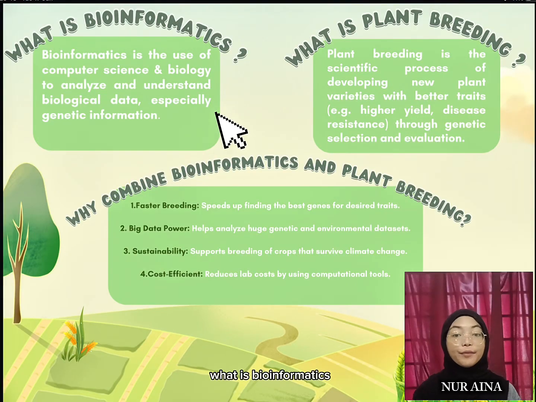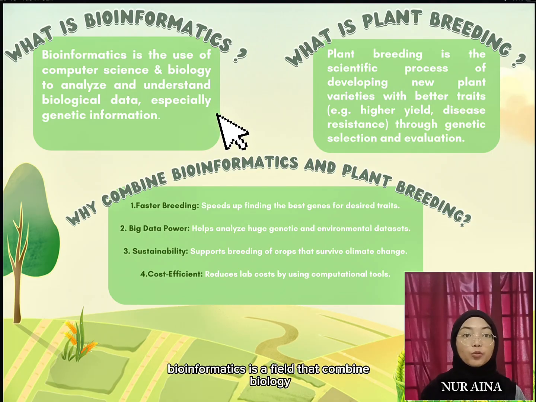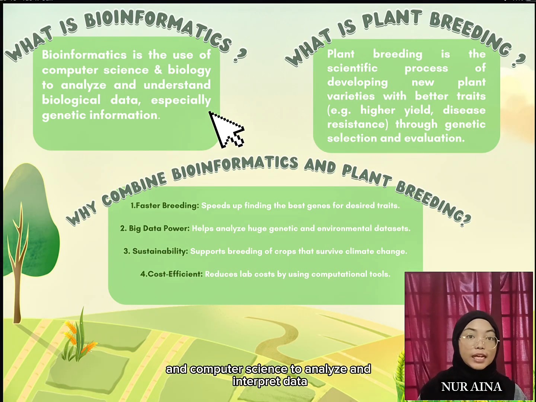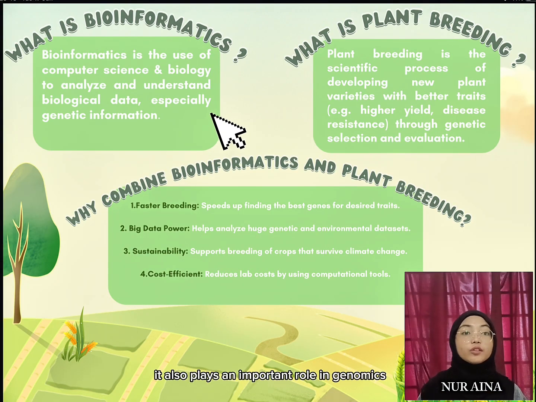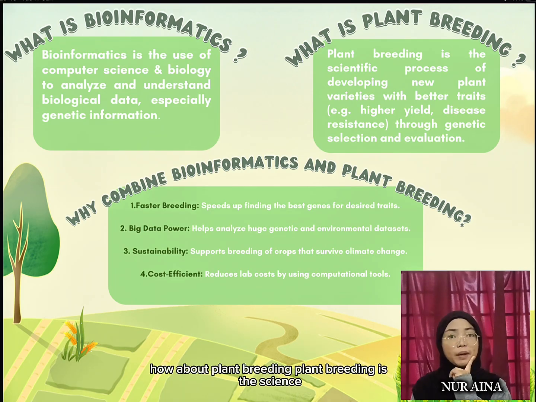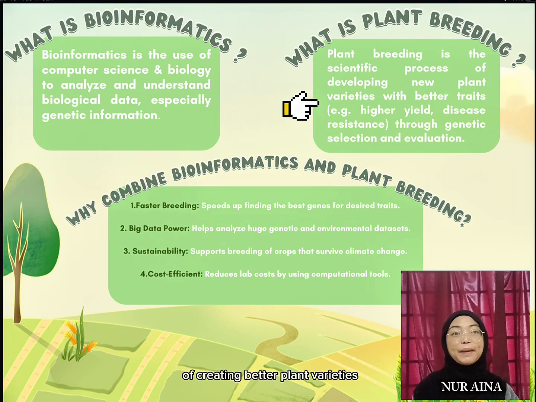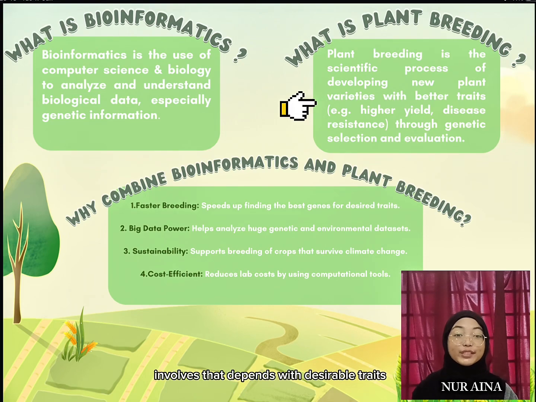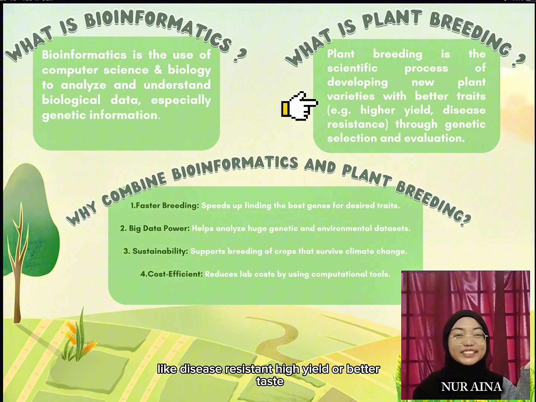What is bioinformatics? Bioinformatics is a field that combines biology and computer science to analyze and interpret data. It also plays an important role in genomics, understanding genes, DNA, and its role. How about plant breeding? Plant breeding is the science of creating better plant varieties. It involves selecting plants with desirable traits like disease resistance, high yield, or better taste.